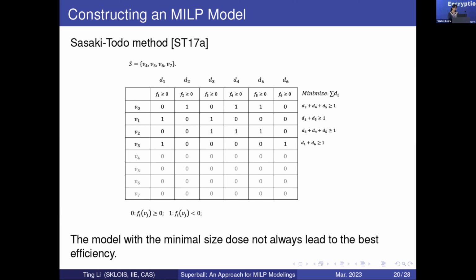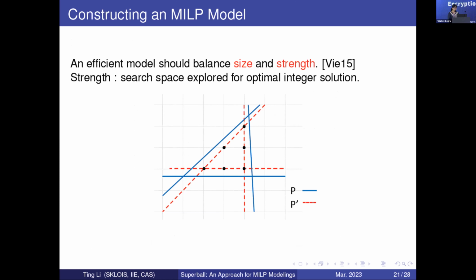Thus, Sasaki and Todo's method generates the model with the minimal size, but it does not always lead to the best efficiency. Some researchers pointed out that an efficient model should balance size and strength. Here, the size refers to the number of variables and constraints, and strength refers to the search space that the solvers need to explore in order to find solutions.